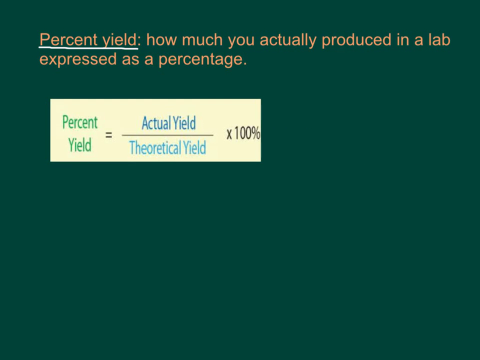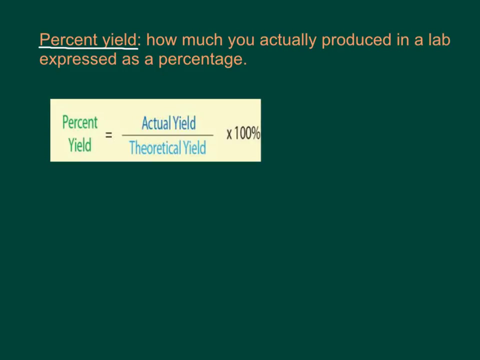So what's a percent yield? Well, a percent yield is where you take your actual amount and you express it as a percentage. And you need to know this equation, so I'd write this down. The percent yield is going to be what you actually got in a lab divided by what you should have gotten from your calculation, and then of course multiplied by 100 to express it as a percentage.